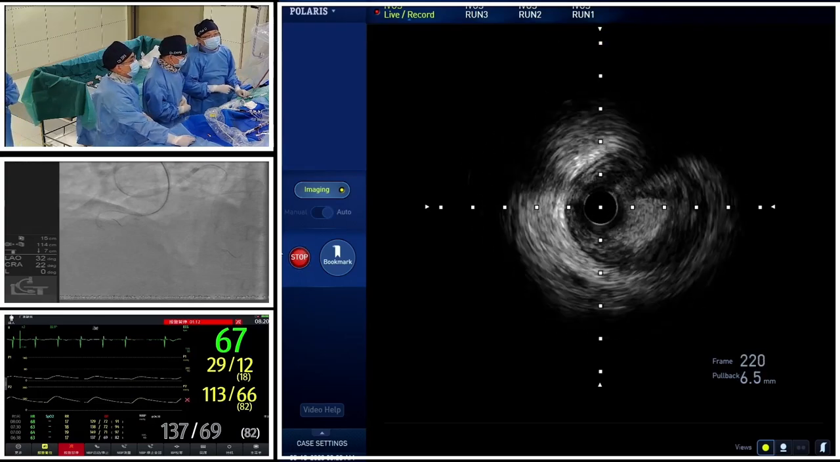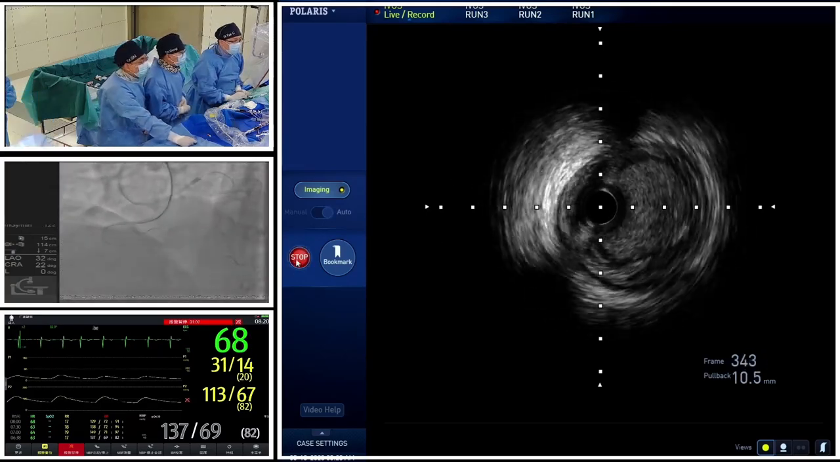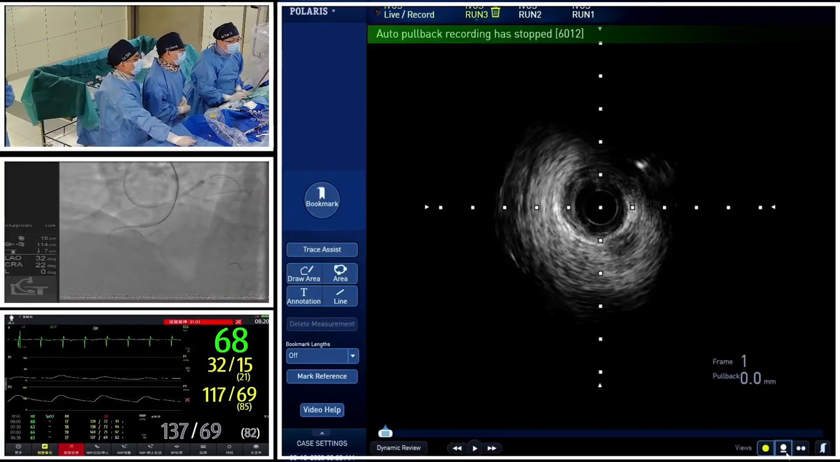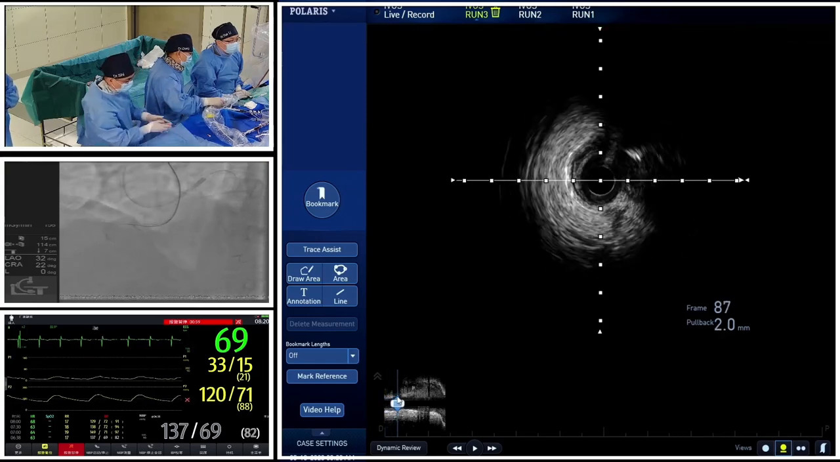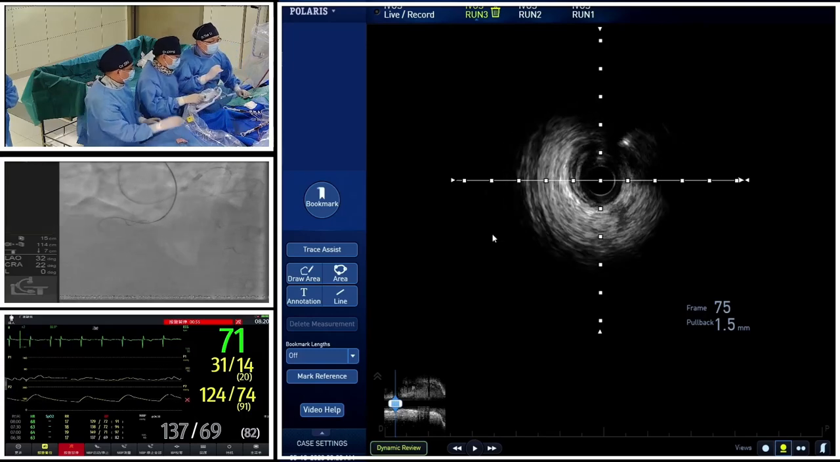Okay. Should be a little bit intimal tracking. Let me check again. Let's recheck. Okay, let me stop. I will withdraw. Okay, carefully. I think that we can still see the IVUS image. Let me make a dynamic view.